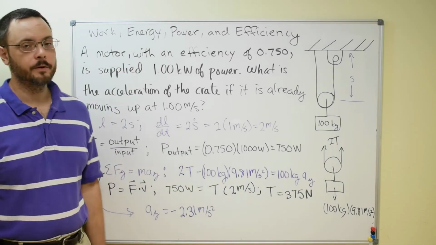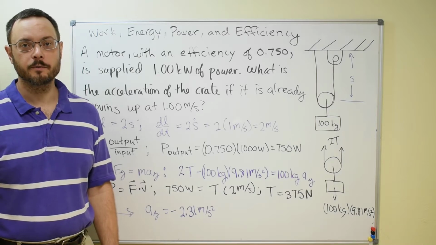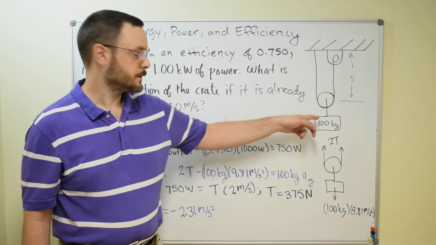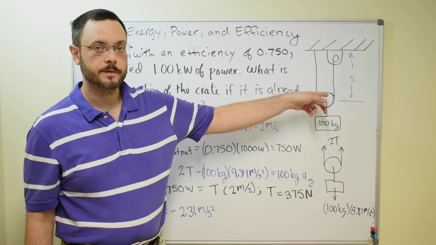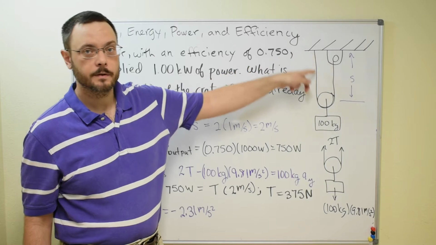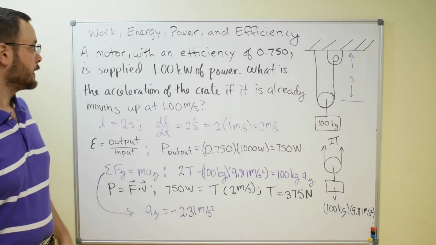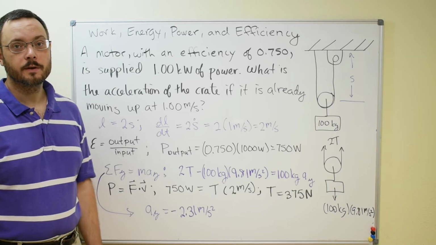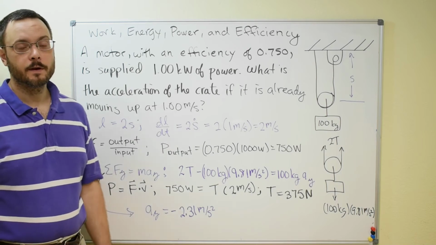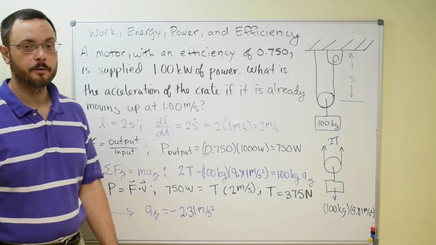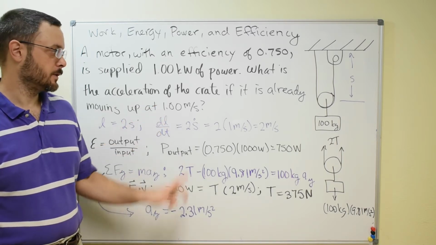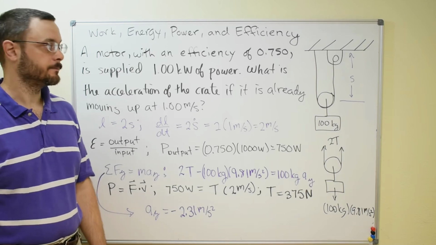So in this case we're going to look at a problem using power and efficiency with a work and energy approach. So we have a crate that's suspended by a massless frictionless pulley and then the cable attaches to the ceiling on this end and then attaches to a motor on this end. So the motor has an efficiency of 0.75 or 75% efficiency, and the motor has a supply of 1 kilowatt of electrical power. So we want to find out what the acceleration of the crate is if it's already moving up 1 meter per second.